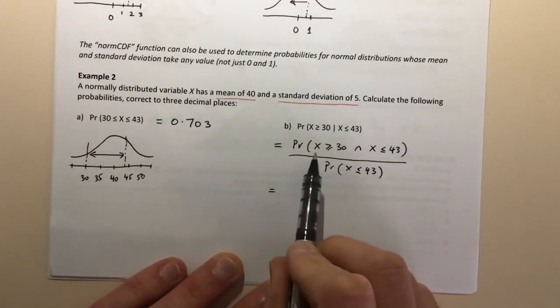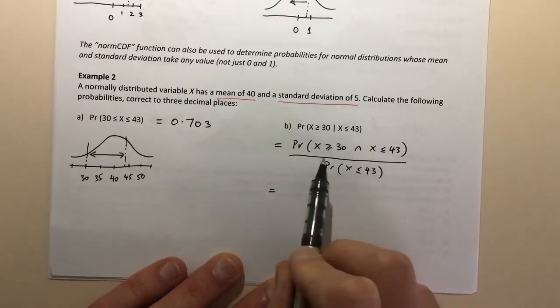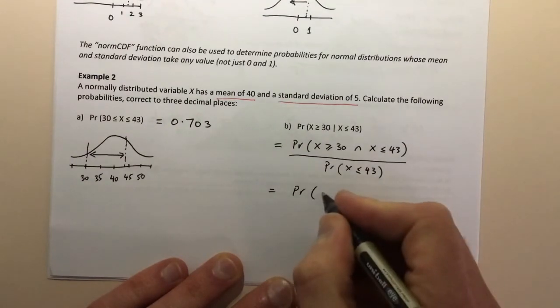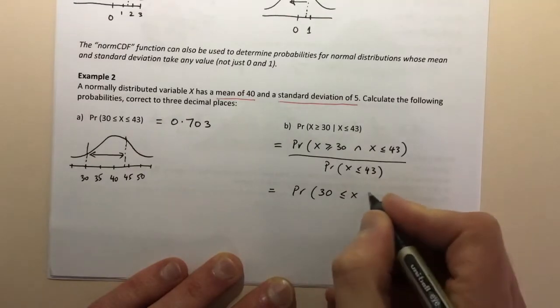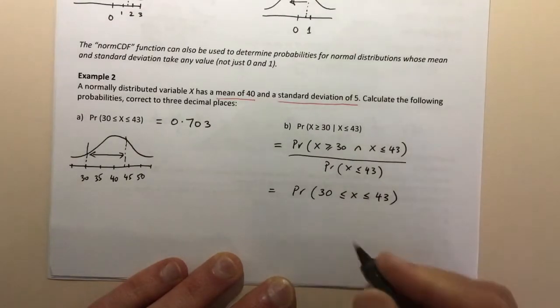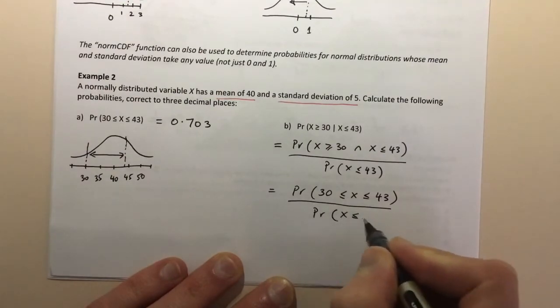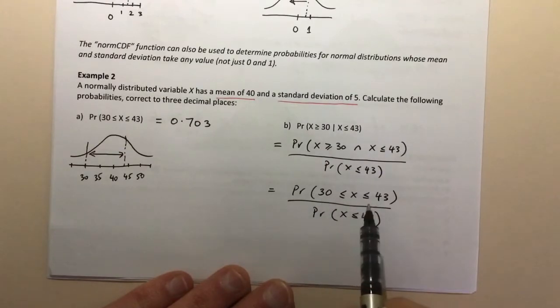We're saying the probability that x is greater than or equal to 30 and less than or equal to 43. That's really saying that x has to be between 30 and 43. So the probability that's on top is essentially 30 is less than or equal to x, which is less than or equal to 43, over just the probability that x is less than or equal to 43. All right, so it's like saying, what's the probability that we're between 30 and 43 if we know that we're less than 43?